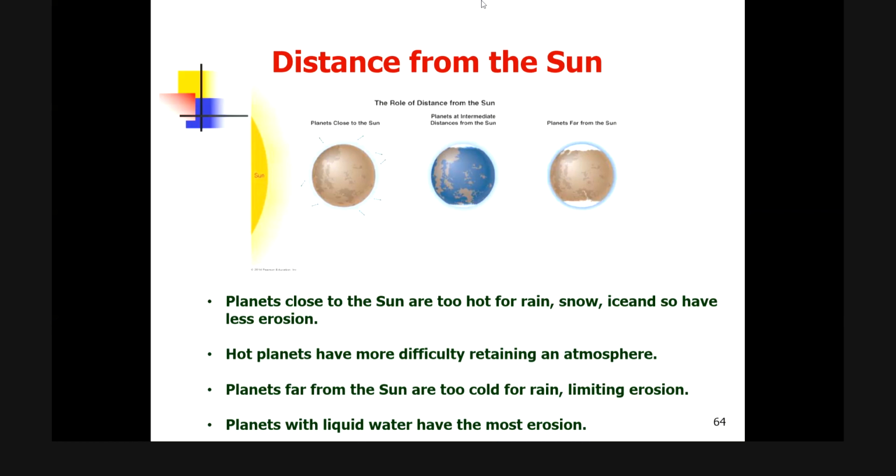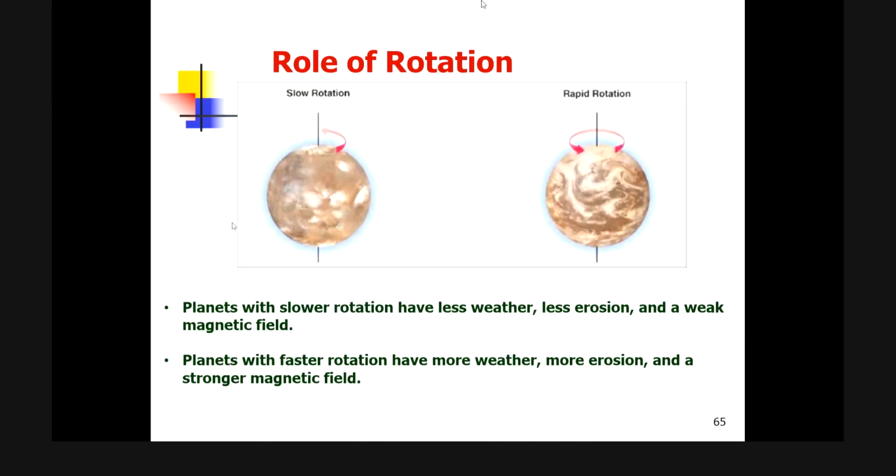If it is too close to the sun, a planetary body is going to lose out on the volatiles, right? So it needs just an optimum distance that would allow the presence of liquid water as well as ice as well as vapor, right? But then the presence of these three would lead to a lot of these erosional processes. So distance from the sun is also an important factor to consider in how a planetary surface would be modified. Role of rotation: slow rotation versus rapid rotation.